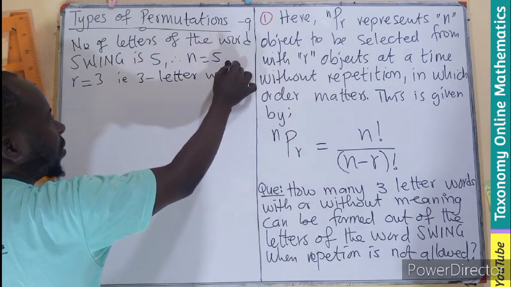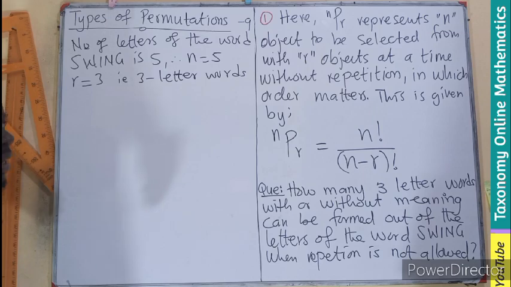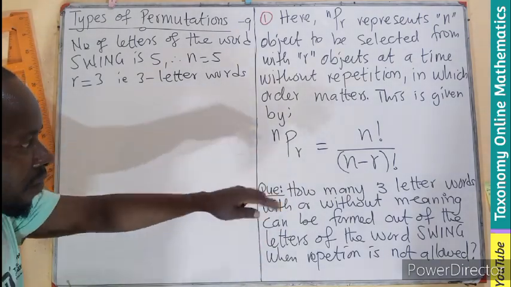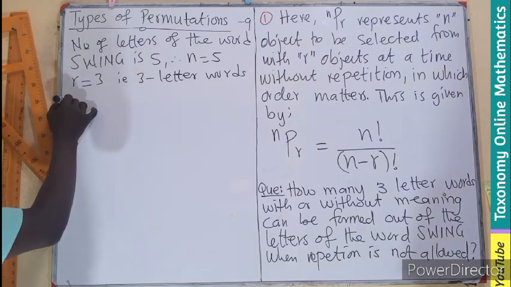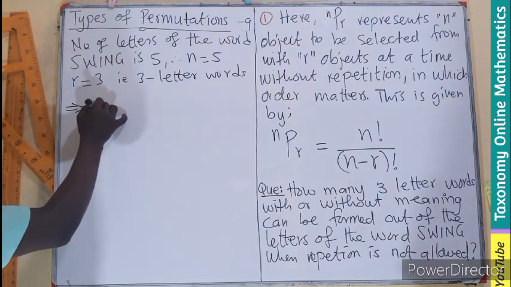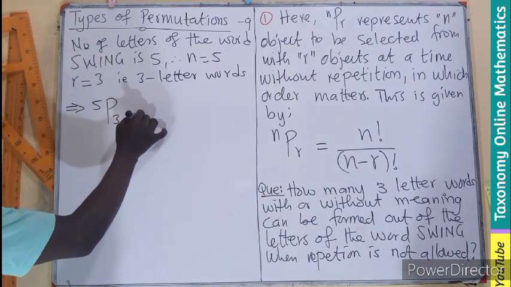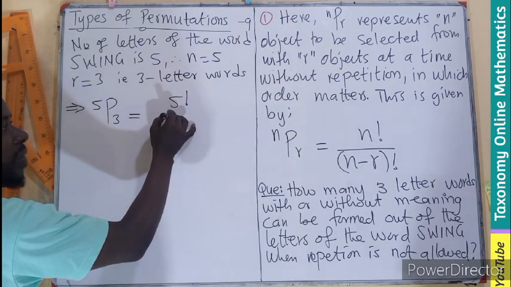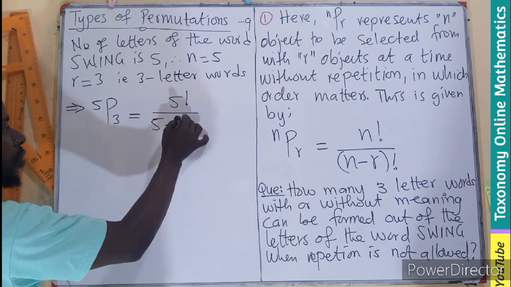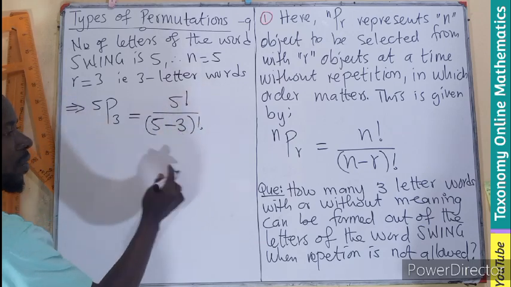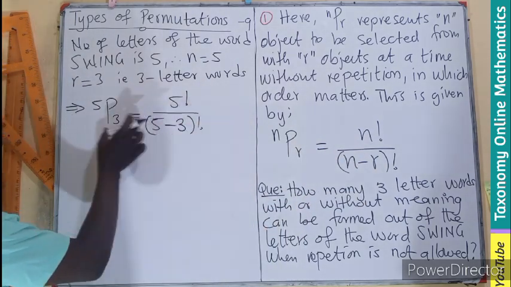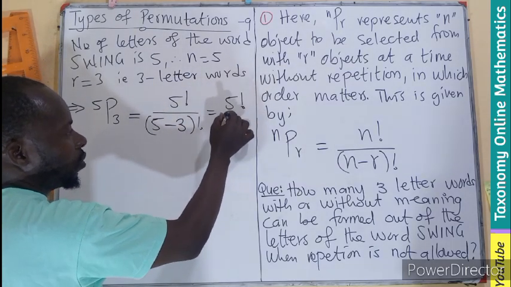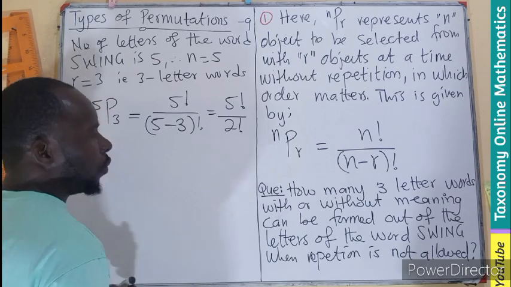letter words. Right? We are picking from that. So what are we looking for? We are looking for how many of them. That simply means that I should be having 5 permutation 3, which from the definition says that 5 factorial on 5 minus 3 all factorial, where n, r are featuring in their respective place. That will give you 5 factorial on 2 factorial.